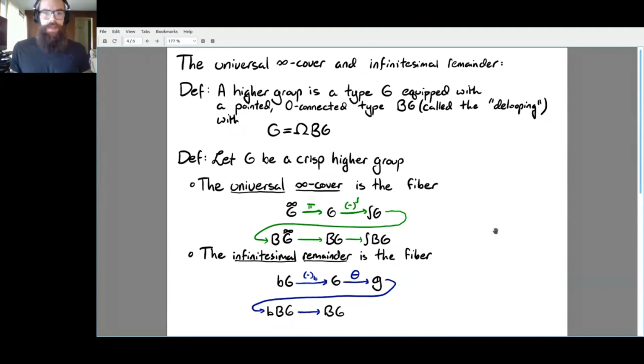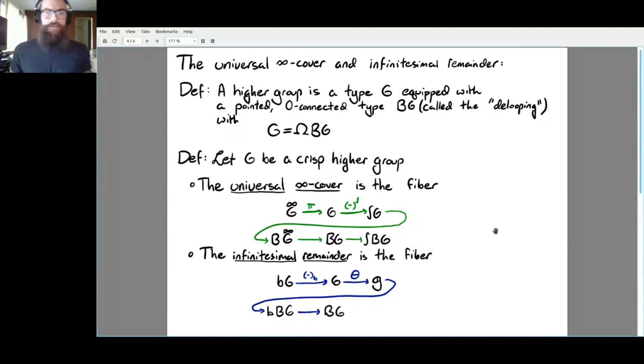And it works a lot like a regular universal cover, except that it has a lot of higher structure, even if G was a set. On the other hand, we have the infinitesimal remainder, and we can think of this as the quotient of G by its underlying type of points, flat G. So the way we define it is by the fiber of the flat inclusion of flat BG into BG.